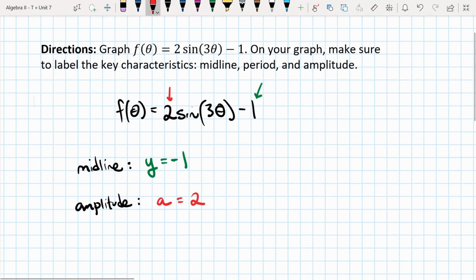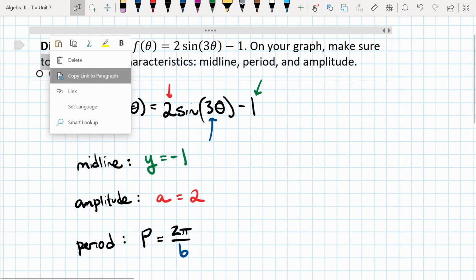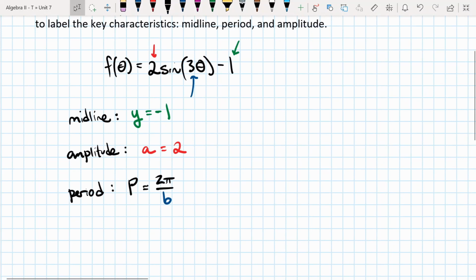Now let's find the period. This is usually going to be the hardest. The period can be found from this number here. The period, let's call it p, is equal to 2 pi over b, and b is the number inside the trig function next to our variable here, being multiplied by our variable. So in this case, the b value is going to be 3 because the number on the inside is 3. So the period is equal to 2 pi over 3. So 2 pi over 3 is going to be our period. It's not that great of a period. It's going to make this a little bit difficult to graph, but let's try it.